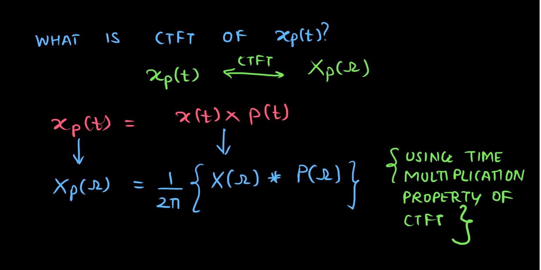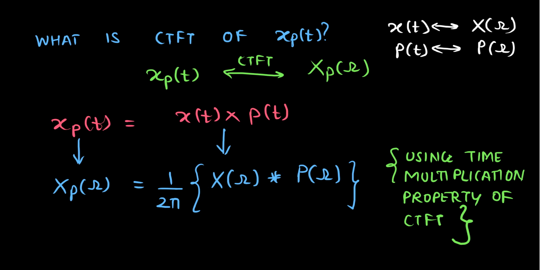So what we are considering is x of t has CTFT as X of omega, and this p of t has the Fourier transform as P of omega. So now in order to find the Fourier transform, that is Xp of omega, we just need to find what is X of omega and P of omega and convolve them and scale them by a factor of 1 upon 2 pi. So first let us look at what is this X of omega.